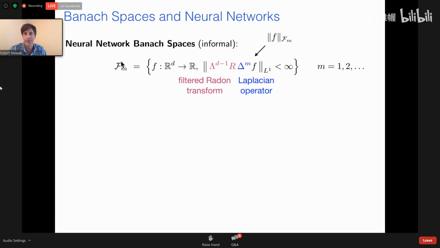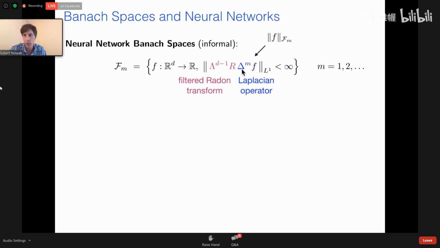So each of these Banach spaces, F sub m, is a set of multivariate functions. And these multivariate functions are smoothed in the Radon transform domain. So what we have here is the Laplacian, which is a differentiation operation, followed by the Radon transform. And then we're looking at smoothness measured in the L1 sense in that Radon domain. I'll explain why we have the Radon transform and everything in there.